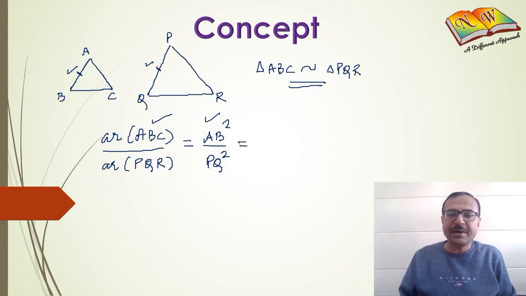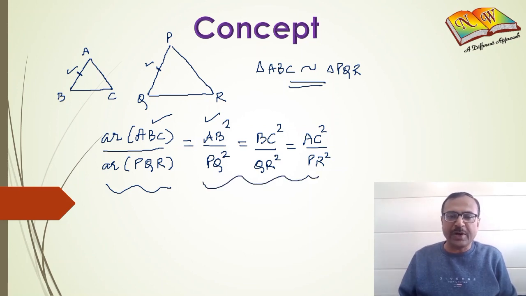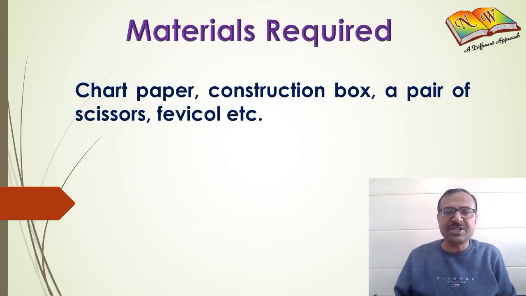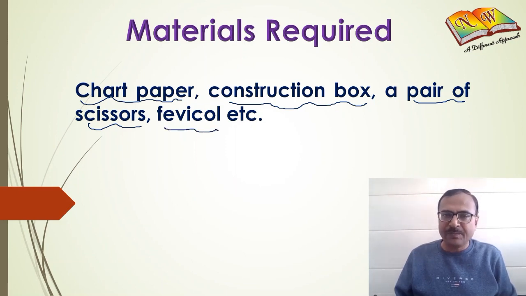Likewise, if you take BC square as the numerator in the first triangle, you will have to take QR square, the corresponding side in triangle PQR, as the denominator. And the third one, if you take AC square, then you will have to take PR square. So the ratio of areas of two similar triangles is equal to the ratio of squares of their corresponding sides. This can be verified experimentally using the following material. We need a chart paper, a construction box, a pair of scissors, and glue stick or Fevicol. Using all these materials, let's see how we can perform this activity.